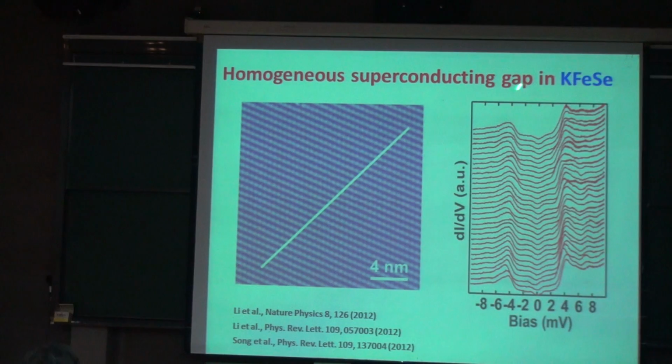And we even prepared very homogeneous films of potassium-doped iron selenide, and you can see the morphology is very uniform. You measure the local density of states at different locations, and the gap is very uniform.